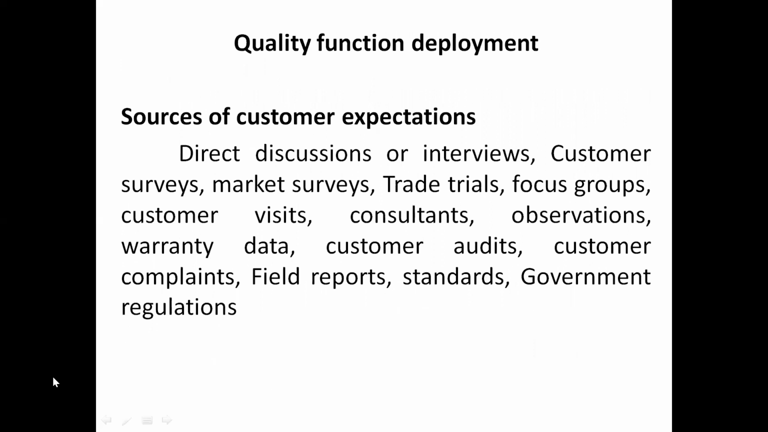You can get the information from direct discussion, interviews, customer surveys, marketing surveys, trade trials, focus groups, customer visits, consultants, observations, warranty data, customer audits, customer complaints, field reports, standards, and government regulations. From all of that we get the customer expectation, what the people are expecting.